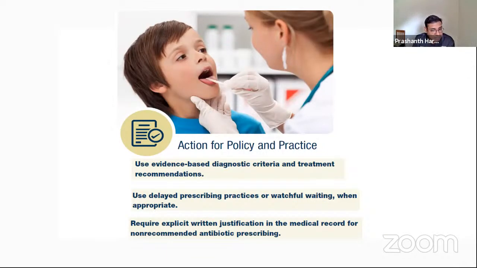So the policy making and practice. So use evidence-based diagnostic criteria and treatment recommendations. So constantly update the policies. Create your own policies for your local surroundings, for your local environment, for your patient pool, and also use the other international data published for your particular group of population. As I mentioned, delay the prescribing practice, wait and watch.